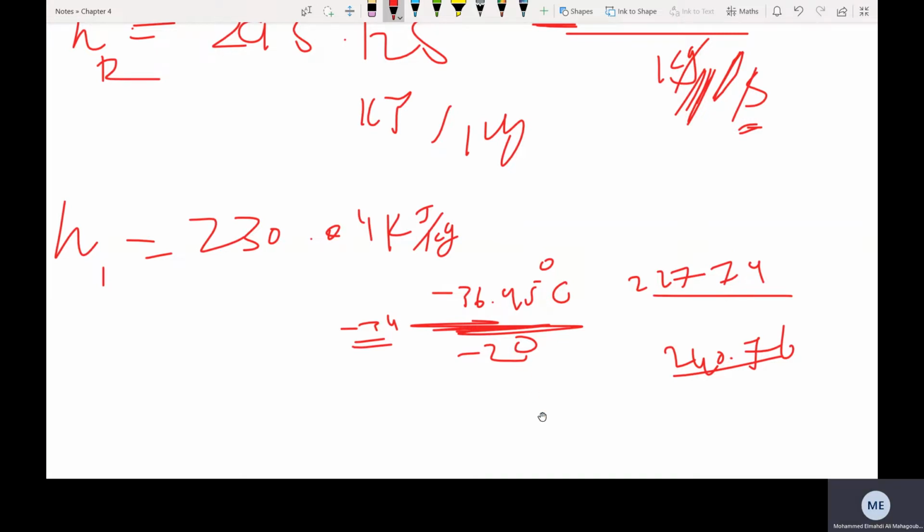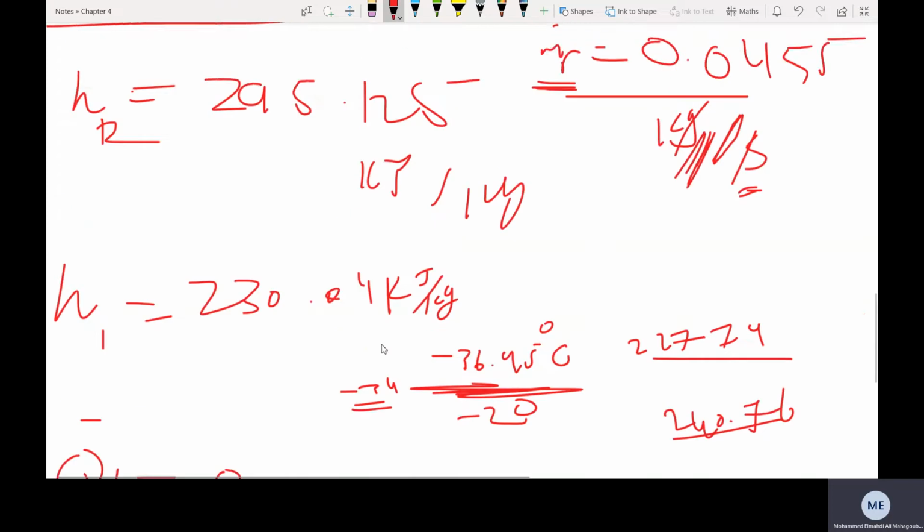Let me do it now. So Q dot L is equal to m dot, which is 0.